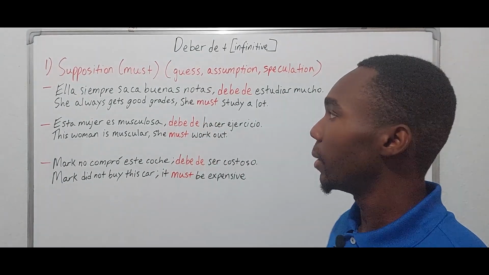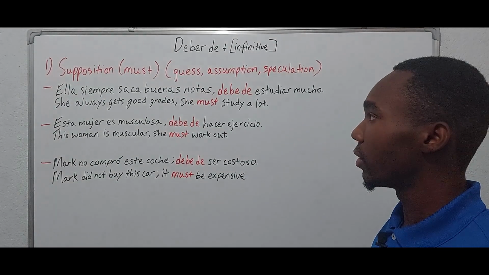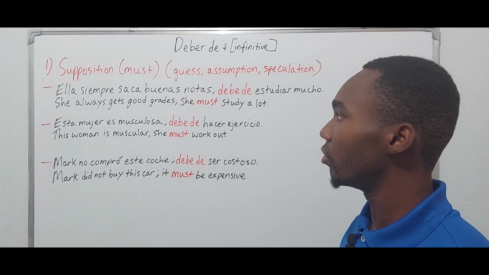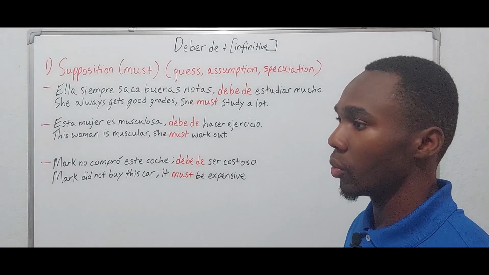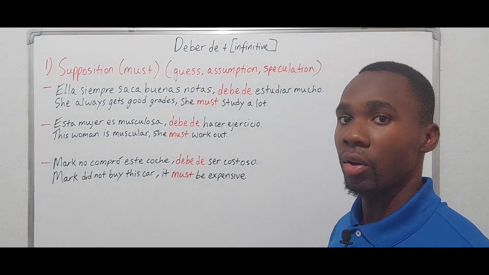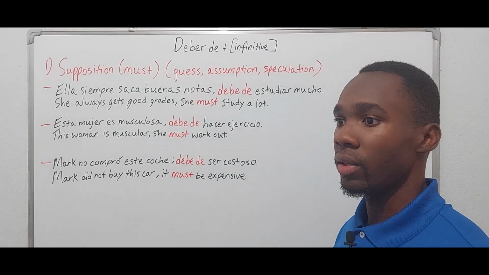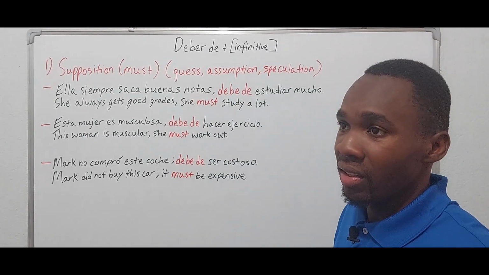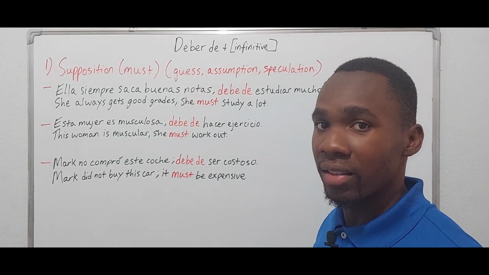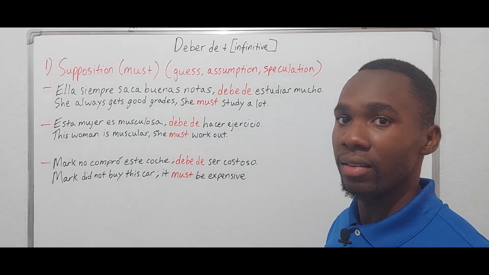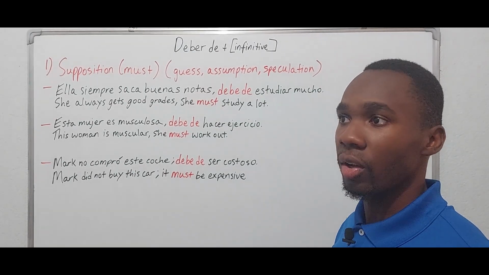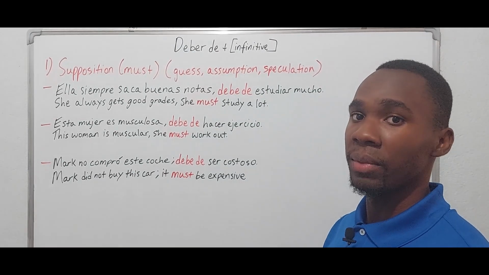Okay, so ella siempre saca buenas notas. Debe de estudiar mucho. She always gets good grades. She must study a lot. Once again, logical conclusion: if she does well, most likely she studies a lot. Or maybe she's just very smart, just naturally bright, right? Again, same thing. Logical conclusion, but it doesn't necessarily have to be the case, okay?